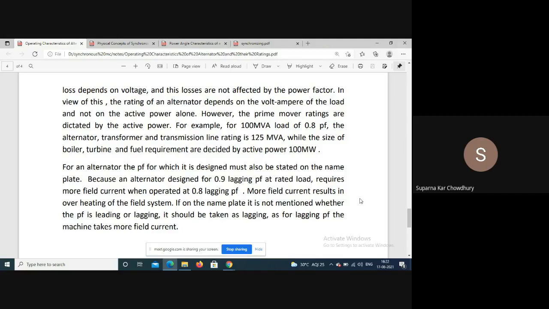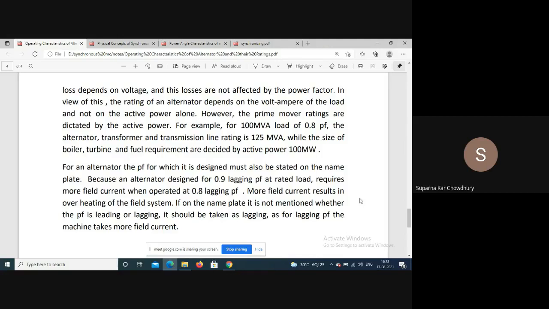So one power factor is given on the nameplate. That is the design power factor of the machine. It is not that the machine cannot deliver any load except at that power factor, but that is the design power factor. Now, when the machine is operating at a power factor which is less than the design power factor, it will require more field current, so there will be more heating in the field system.